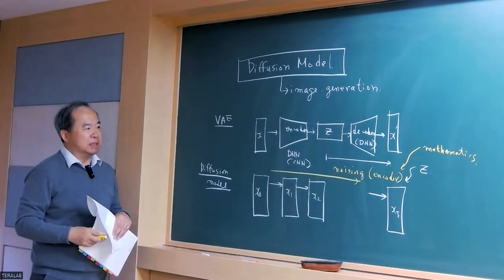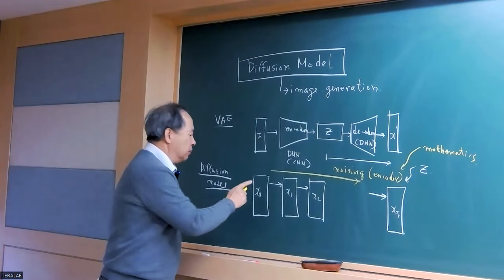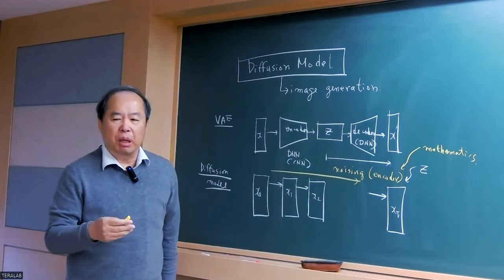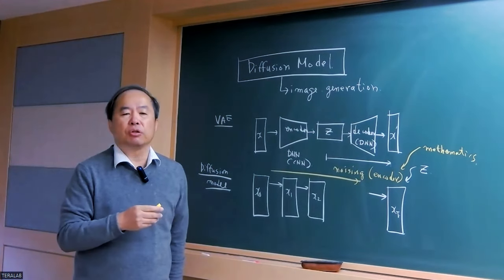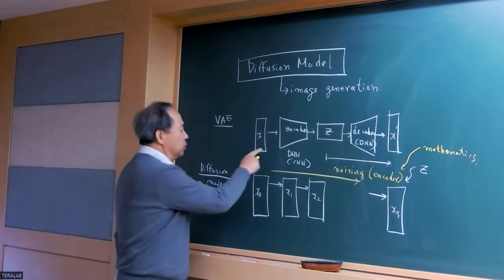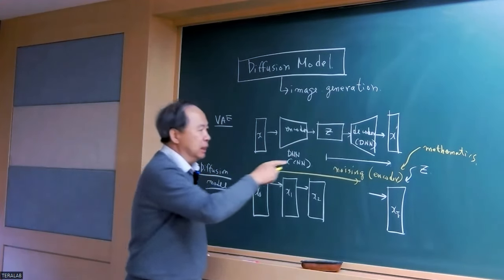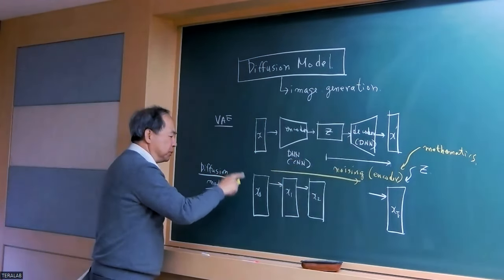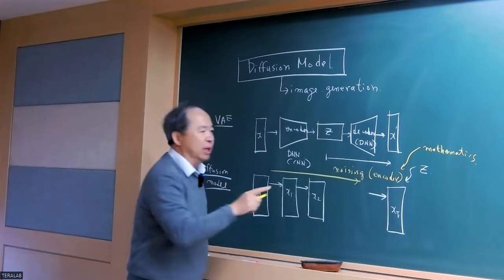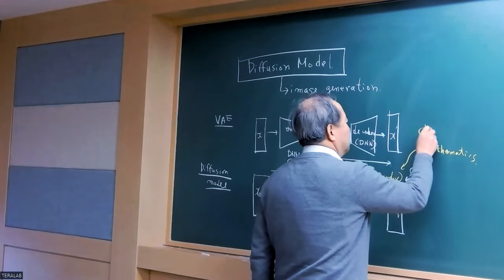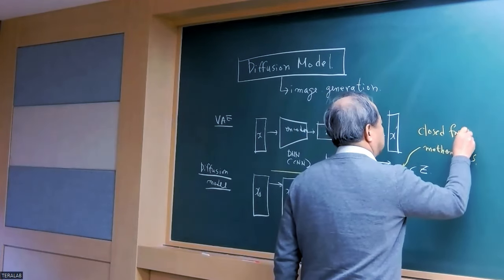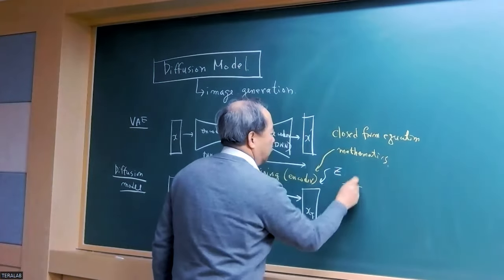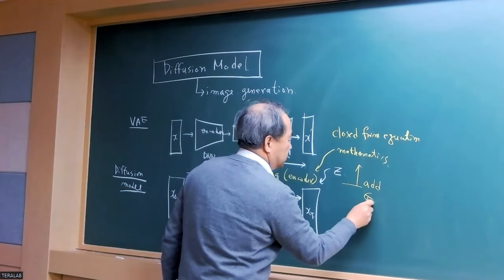The advantage of mathematics is that the process to convert from x0 to xt can be represented in the form of closed form equations. In the variational autoencoder, we use a deep neural network for the encoder, and we also use a deep neural network for the decoder. But in the diffusion model, for the process from input images to latent vector space, we are using closed form mathematics, closed form equations. And during this noising process, we are adding Gaussian noise.